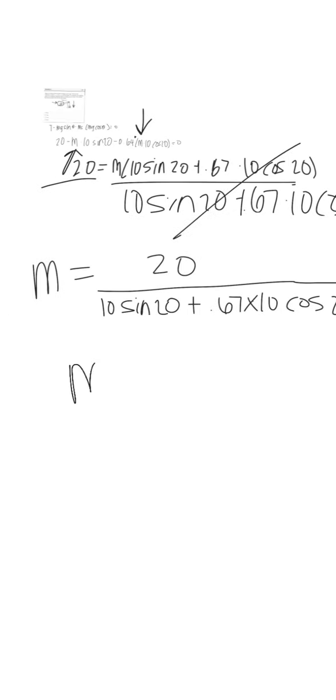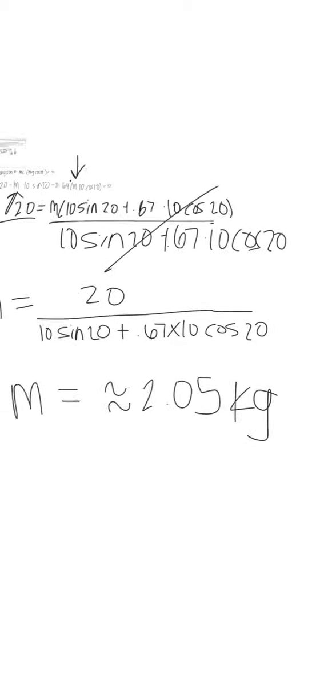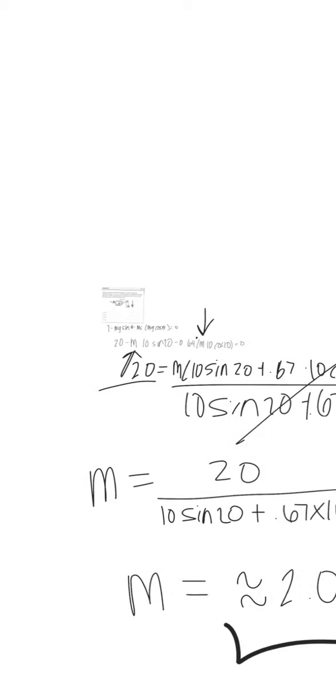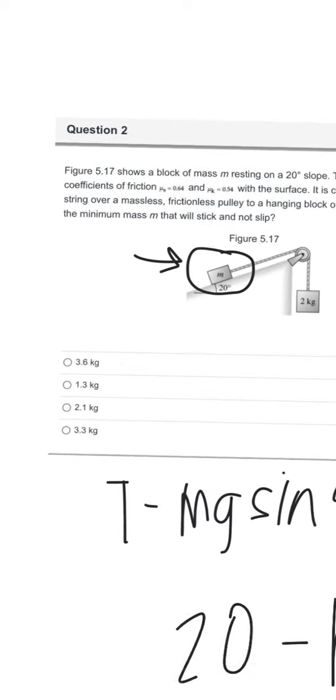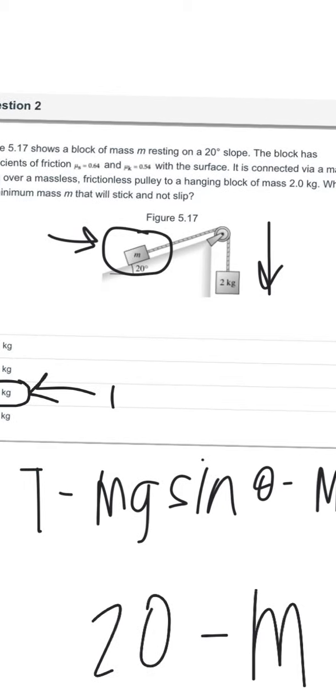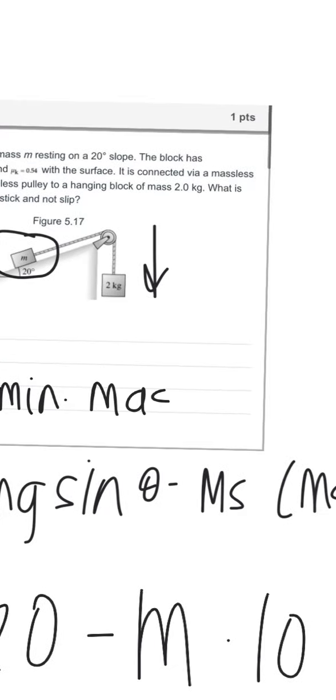So if we solve, we're going to have that m is approximately 2.05 kilograms. So this is an approximate answer. If we go back to the question, we'll see that the answer would be this one. So this is the minimum mass so that this object won't slip.